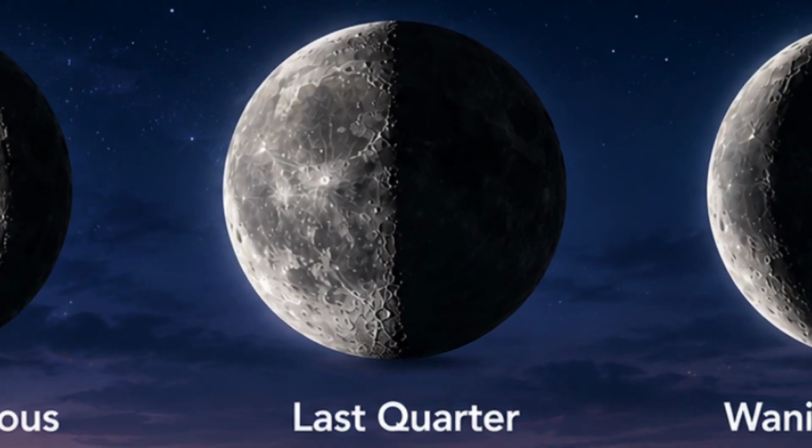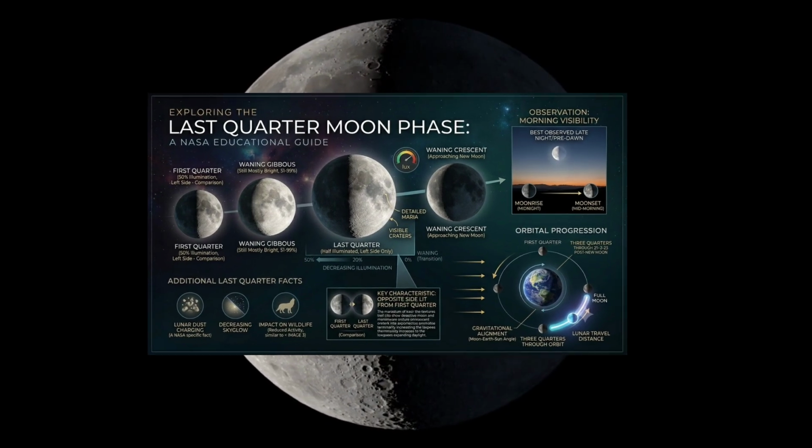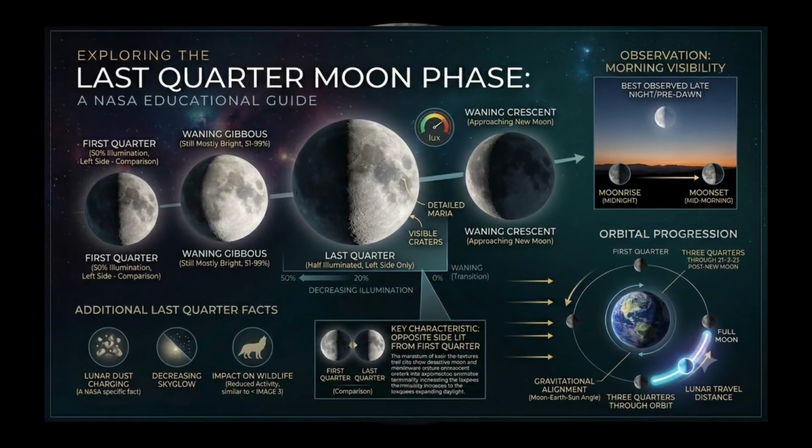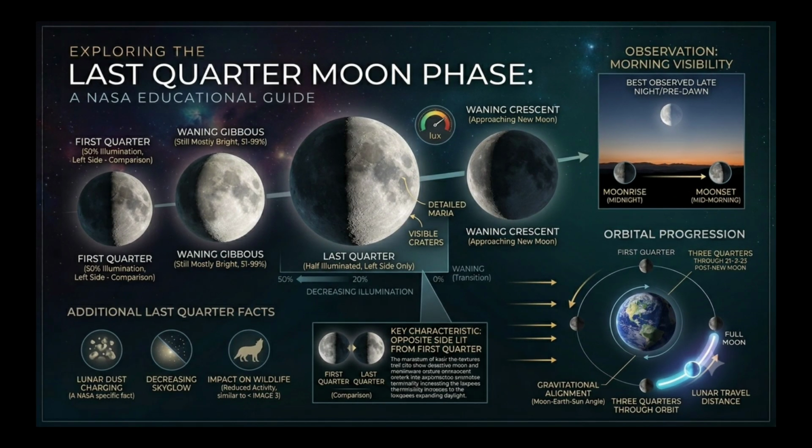Last quarter. The last quarter phase occurs when half of the moon's visible surface is illuminated again, but on the opposite side from the first quarter. The moon has now completed about 3/4 of its orbit around Earth. Like the first quarter, this phase is associated with neap tides.